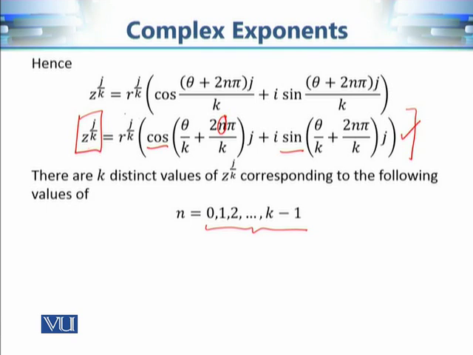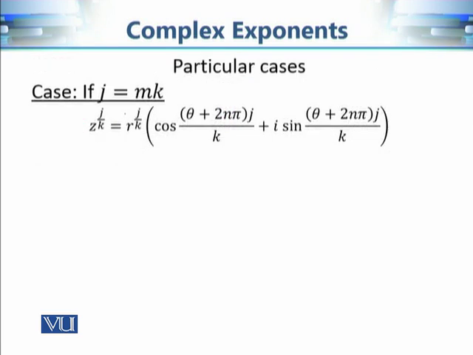And the answer is, it is not going to be a single value, it is going to be k values. After taking values of n, if we take k or k plus 1, it is going to be the same as the value of z raised to power j over k for these values. So it is basically a 1 to k function, and this k is over here. So that's how we calculate z raised to power j over k.